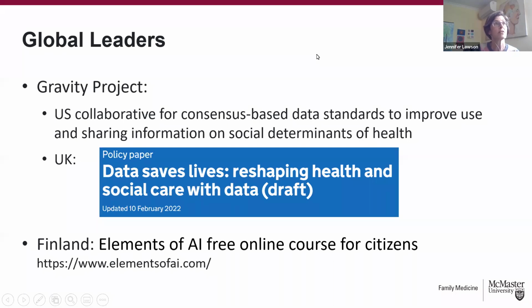In Finland, they're taking the stance of educating their citizens on data and the benefits of AI toward building awareness and social license for data collection and use.